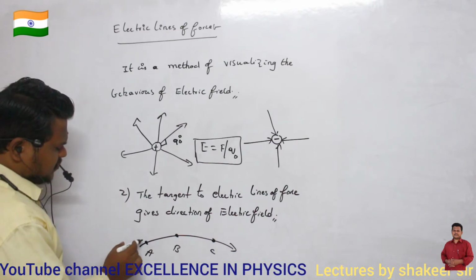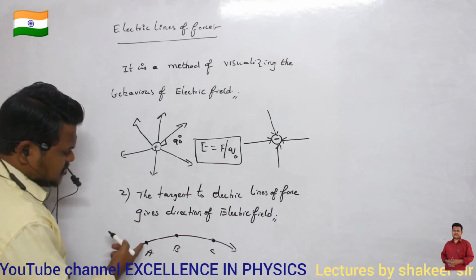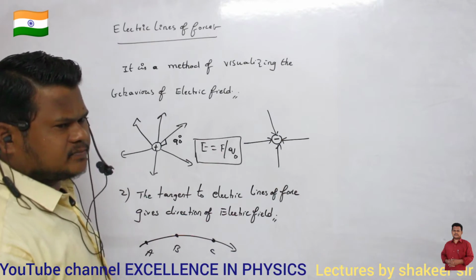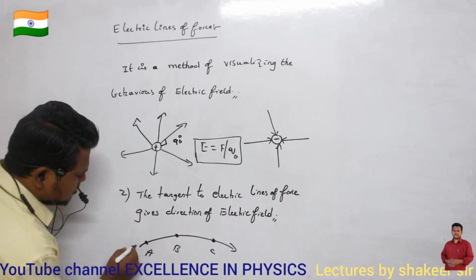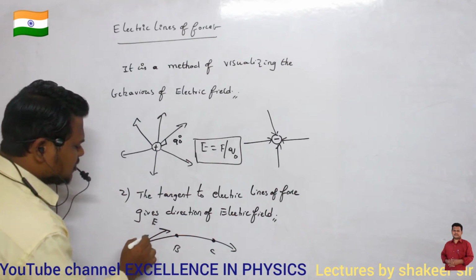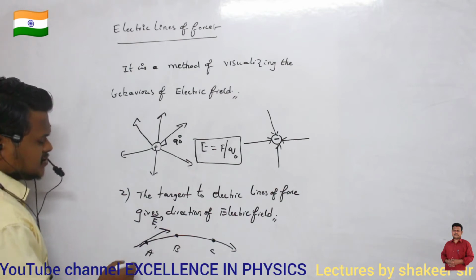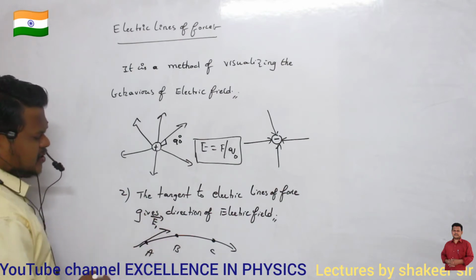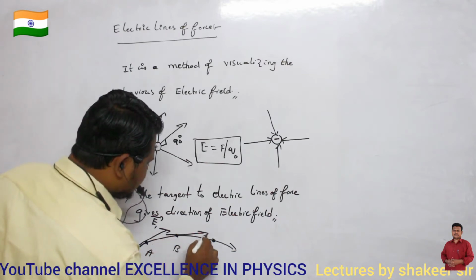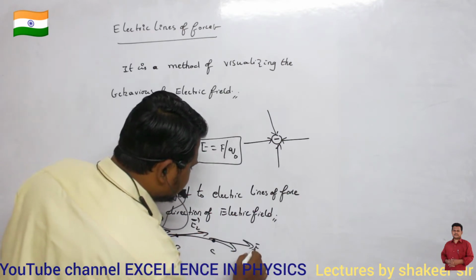If I place a test charge at point A, then this test charge will experience a force in which direction? How can I indicate that direction? That direction is given by just drawing a tangent. So, this is the direction of electric field at this position, let us call it E1 dash. Similarly, at point B, I draw a tangent here. This is the direction of E2 dash. Similarly, this will be the direction of E3 dash.